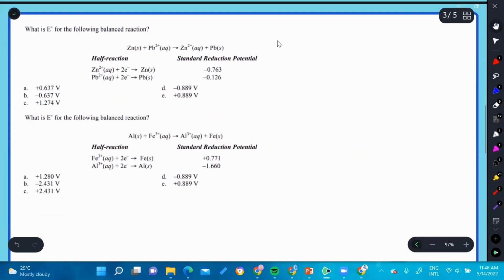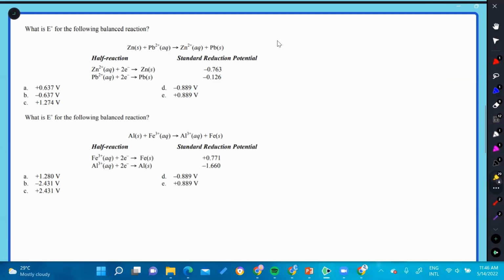Now, these are some multiple choice questions to help you with your calculations. So what is the E naught for the following balanced reaction? Now, if you look here, just figure out from your reaction what's oxidized and what's reduced. So I'll just highlight what is oxidized and circle what is reduced.